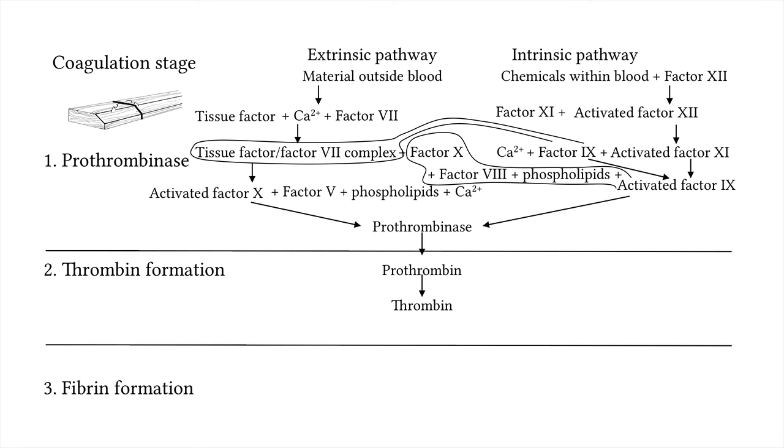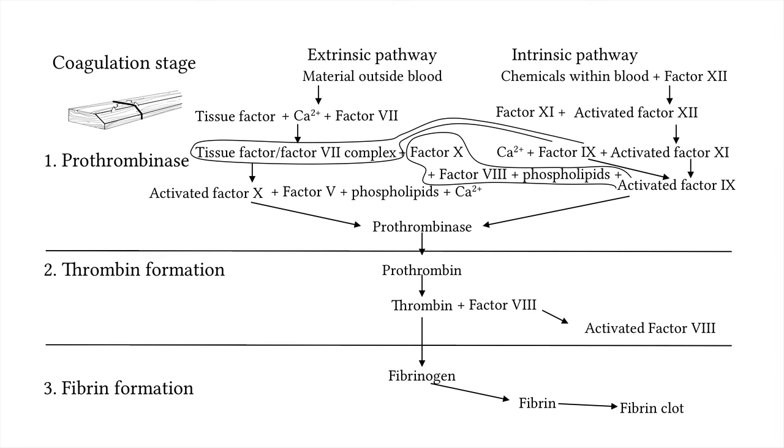And thrombin is what makes the blood clot by activating fibrinogen, again, which is already in the blood, to make fibrin threads. Now, if thrombin is not able to activate fibrinogen, it also can react with factor 8 to make activated factor 8. This chemical helps to stabilize the blood clot.